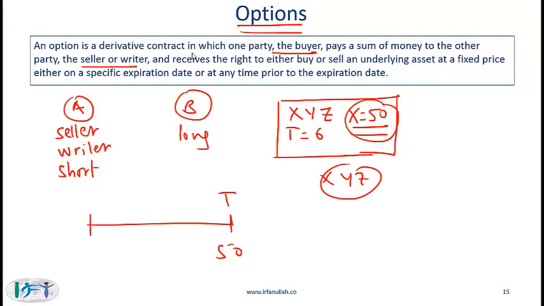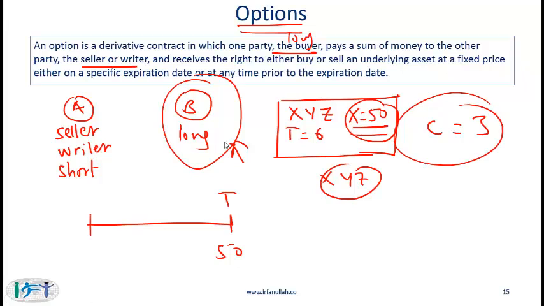An option is a derivative contract in which one party, the buyer, that is party B, also called the long, pays a sum of money to the other party. Now, for this contract, clearly B is the one that will benefit. B has the option, not the obligation. So B will pay a certain amount. Let's say that amount is $3, and what I'm actually describing here is a call option, and we'll talk about this in more detail later. This is called the call option price. To get the option, B is going to pay $3 to the seller.